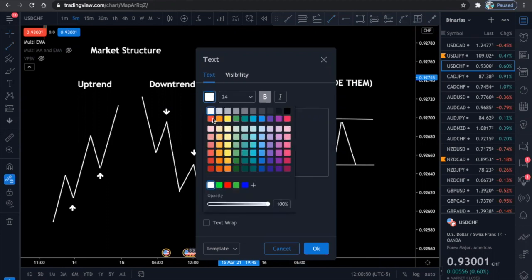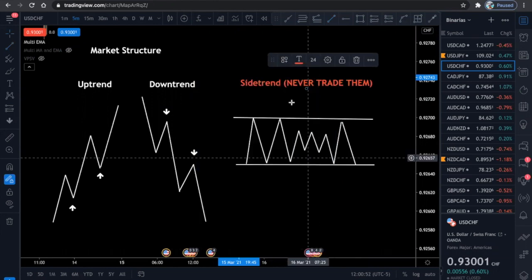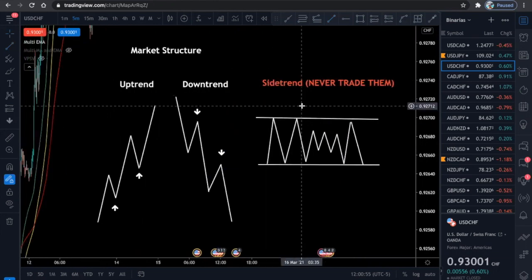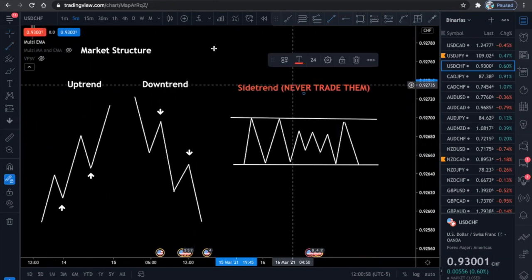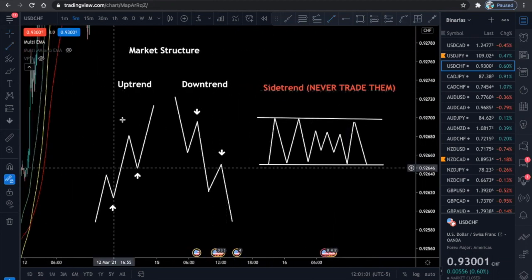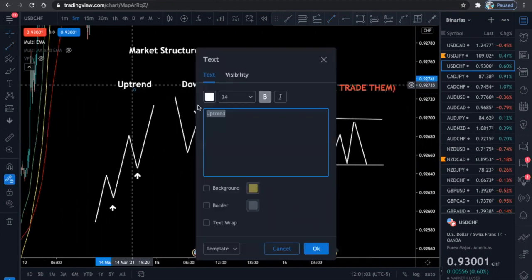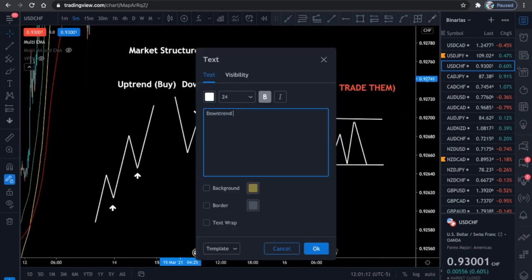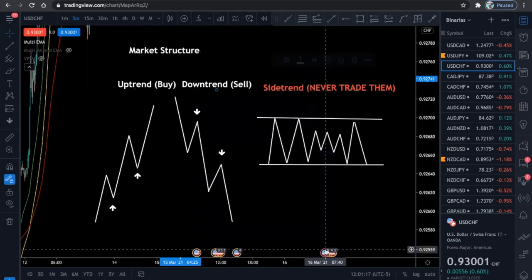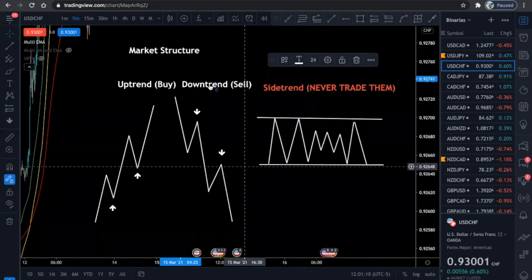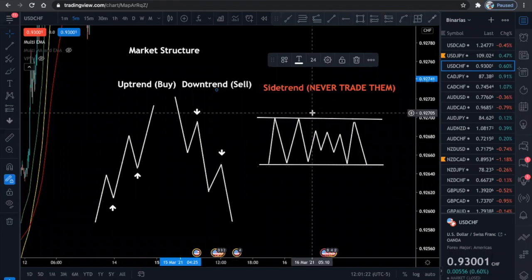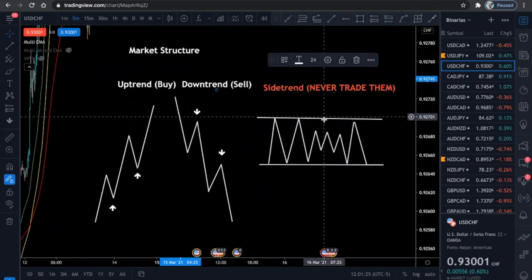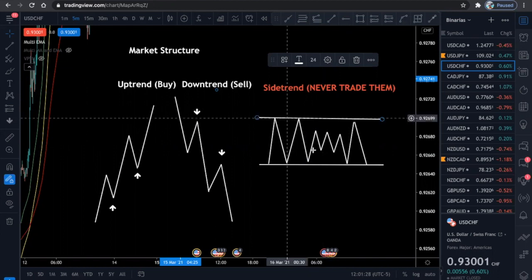I'm going to put it in red so you understand. You never trade a side trend. Okay? You want to look at uptrends to buy, downtrends to sell. So it's uptrends for buy and downtrends to sell. Got it? So uptrends I buy, downtrends I look for a sell. And a side trend, I never trade that one. So if I see a side trend, I do not trade that.